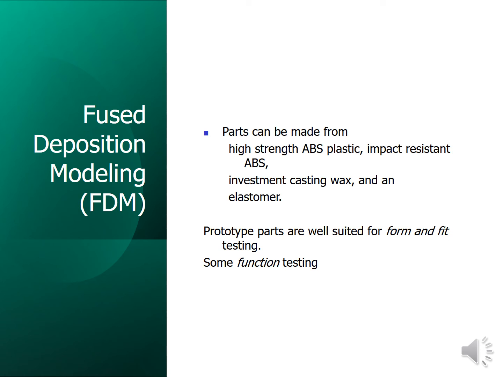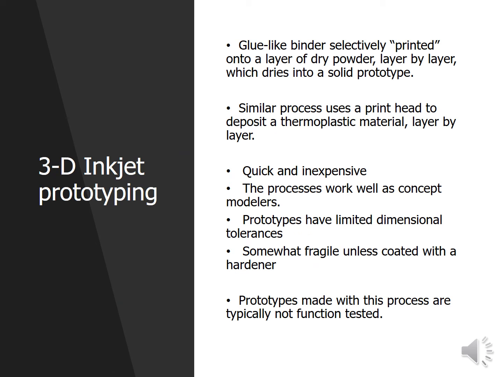FDM uses deposition modeling, but can be made from high-strength ABS plastic, impact-resistant ABS, investment casting wax, and also acetal. Prototype parts are well suited for form and fit testing and some function testing. And then lastly we have the 3D inkjet prototype.